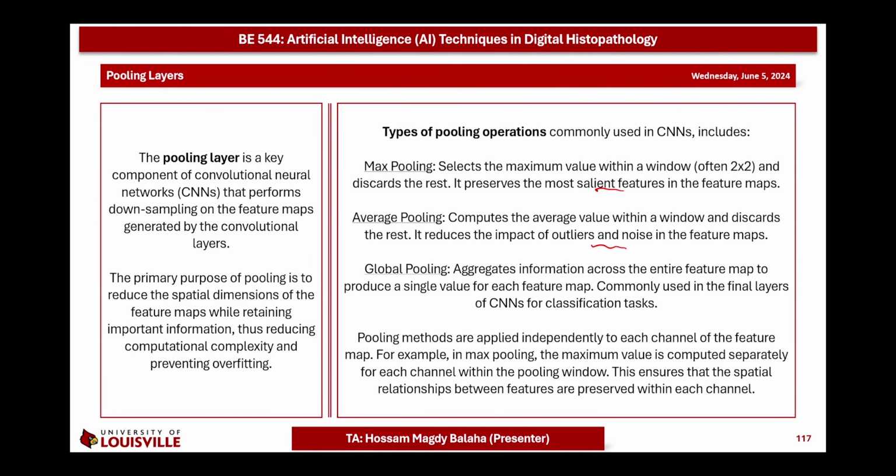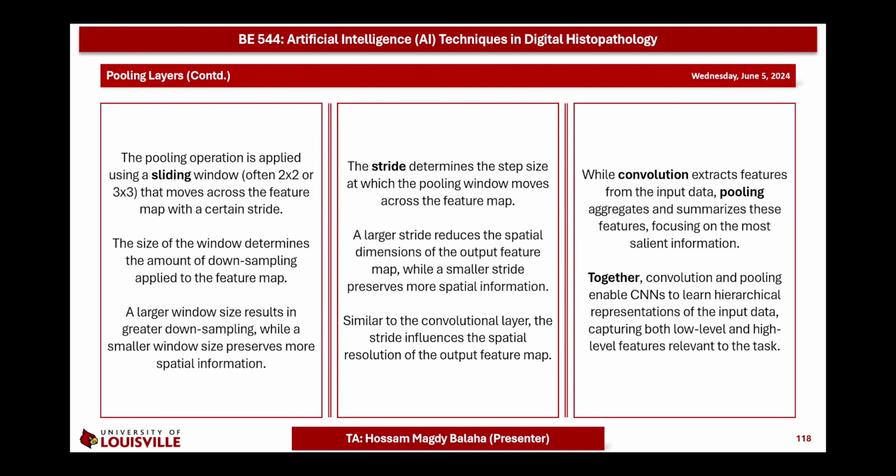So instead of n by m, it will reduce to n bar by m bar. But global pooling will get only a single value for that whole feature map. Similar to the convolution layer, there is also a sliding window in the pooling layer, and it moves from the left to the right and from the top to the bottom. So if you increase the window size of the pooling layer, you will get greater downsampling. And if you decrease the window size, it will preserve more spatial information. And this also can be used as a hyperparameter.